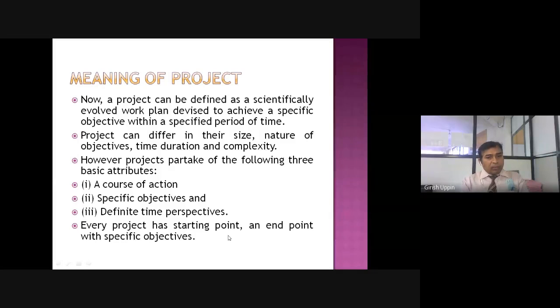Every project has a starting point and an end point with specific objectives. This is true for any project that is being done. And what is a project? Once you create a unique product, the project is done. The project is complete. For example, at Third Gate, they are making a flyover. There was a definite start date, and the project will get carried out. At the end of the project, the product, meaning the flyover, is built and the project is complete.